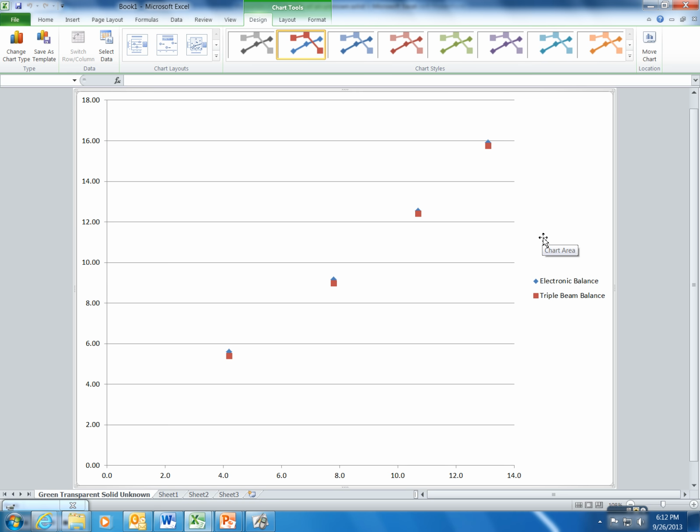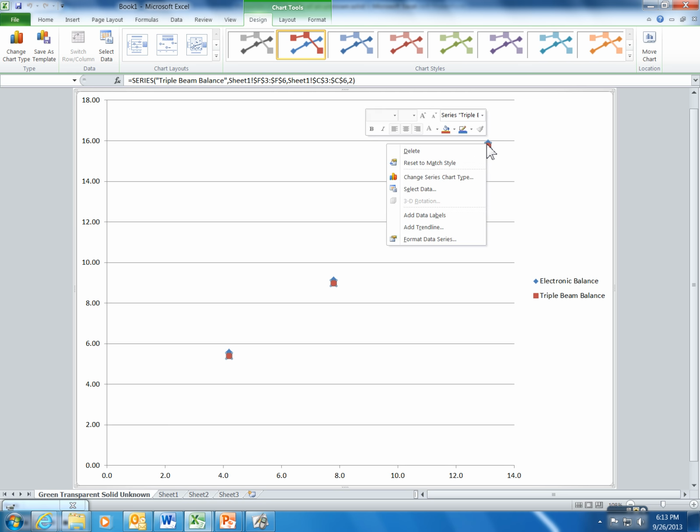So now what we're going to do is we're going to plot trend lines for this data. And so in order to do that, all you have to do is click on one series of data. And so I'm going to click on this data point, and you can see it highlights all 4 of my data points of the same one, and this one is the triple beam balance. So I've clicked on it, and you can see up here it says series triple beam balance, so I know it's my triple beam balance data points.